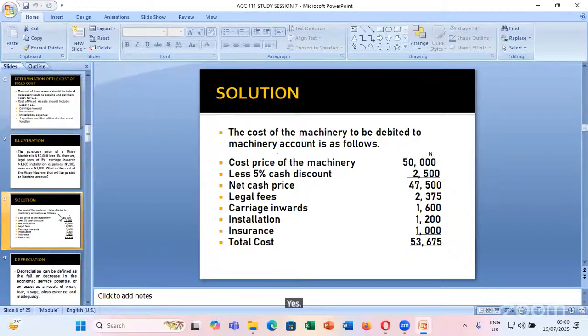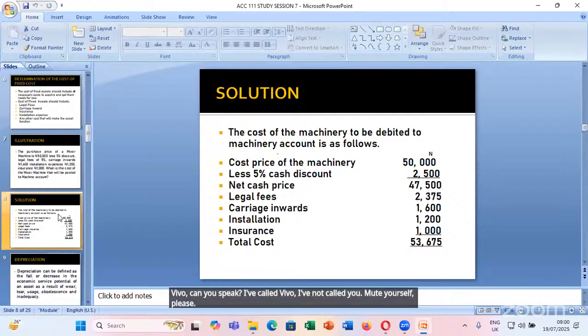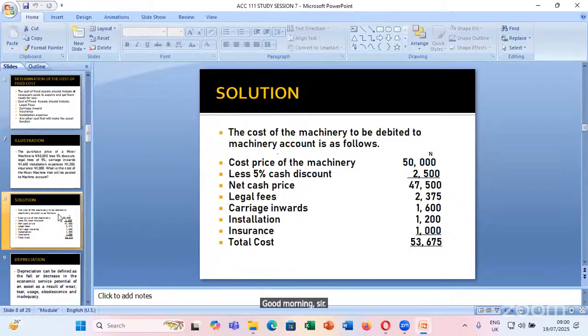Yes, sir. Favor, can you speak? Okay, sir. Good morning, sir. Mute yourself, please. Depreciation is a decrease in value of an asset over time. Over time. That's partially correct.